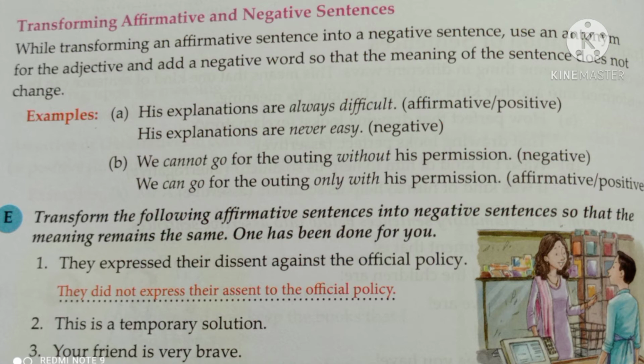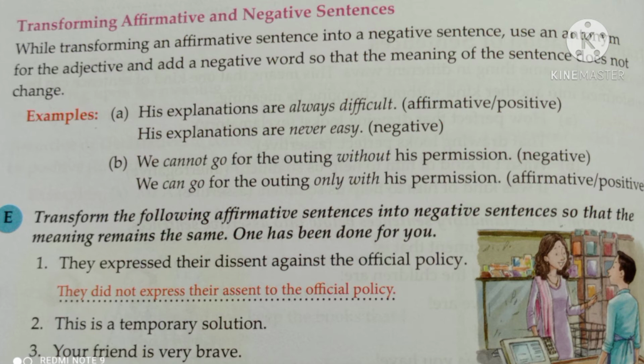So for the next example, let's see. "We cannot go for the outing without his permission." That is a negative sentence. But when we transform it into affirmative or positive, "We can go for the outing only with his permission." It means when we get permission, then only we can go for the outing. That is the positive way to express his feeling.